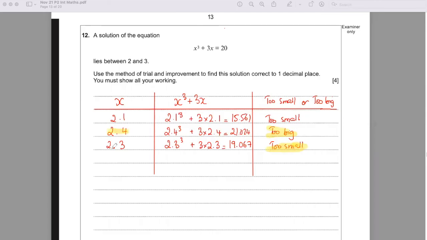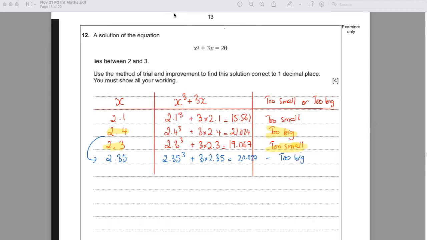Okay, and that is perfect now. What we need to do next step now, you have to go exactly in the middle. So you got 2.35. Okay, and you need to try this as well. Substitute that in your expression there. Okay, and in my calculator, I get 20.027, and that will be too big.